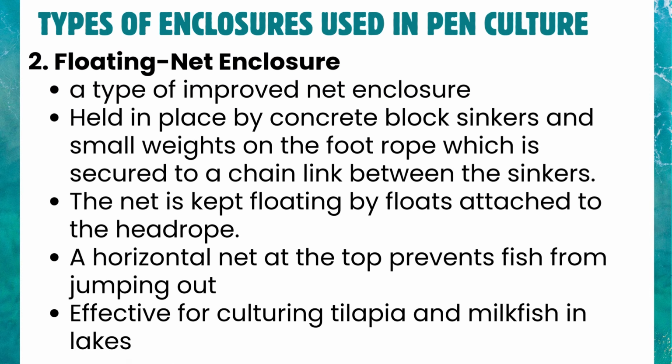Two. Floating net enclosure. It is a type of improved net enclosure. The enclosure is held in place by concrete block sinkers with a series of small weights on the foot rope which is secured to a chain link between the sinkers. The net is kept floating by floats attached to the head rope. To prevent fishes from jumping, a horizontal net is stretched at the top of the enclosure. This type of enclosure has been proved useful for the culture of tilapia and milkfish in the lakes.